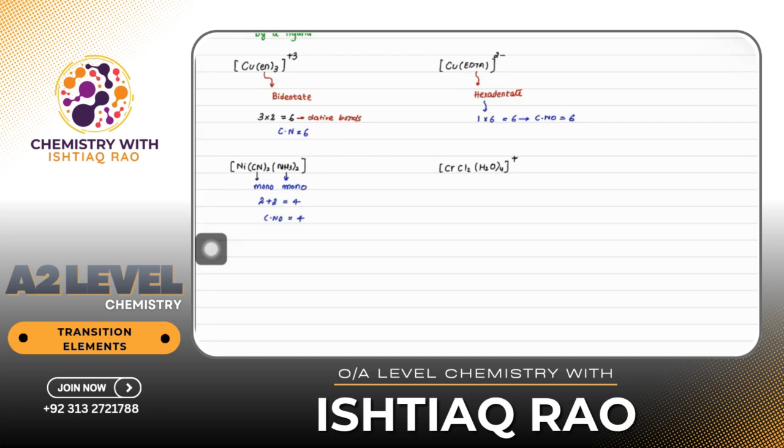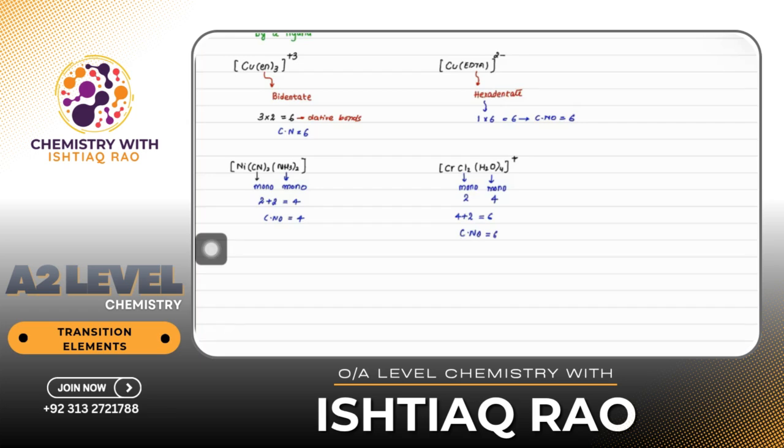So what you are saying? 6? 6. So I can say that if this is a monodentate, it's going to be 1. So 2, like 2 chlorine we have. H2O is also a mono. It's going to make 4 covalent bonds, dative bonds. So 4 plus 2 is 6. So the coordination number is 6. Okay.